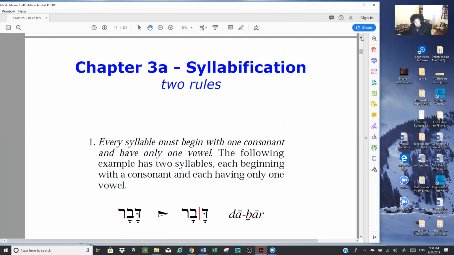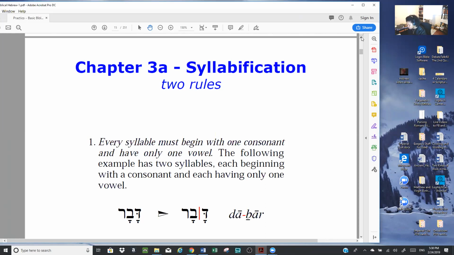All right, there are 2 rules of syllabification. In order to divide Hebrew words into syllables, you must begin with 2 simple rules. Number 1, every syllable must begin with one consonant and have only one vowel. In Hebrew, therefore, a syllable does not begin with a vowel, with one exception to be discussed in chapter 5, section 7.2. And that's if you want to get further into continuing learning to read biblical Hebrew and be able to translate it for yourself as you go along.